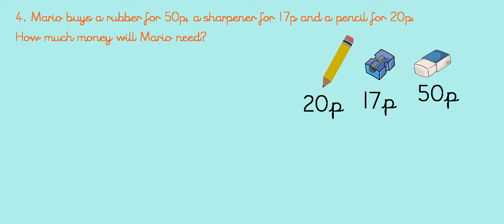And the last one, children, is a bit of a tricky challenge because it's a 2-step problem. I don't know if you spotted that. Let's read it together. Mario buys a rubber for 50p. So that's going to be important, isn't it, that piece of information. A rubber for 50p. A sharpener for 17p. And a pencil for 20p. How much money will he need? So we're going to need to add these values up, aren't we?